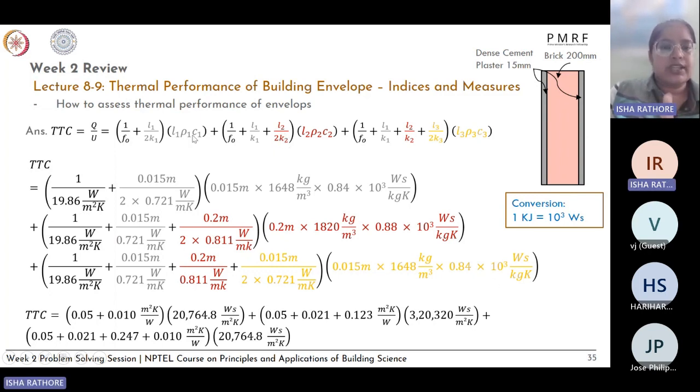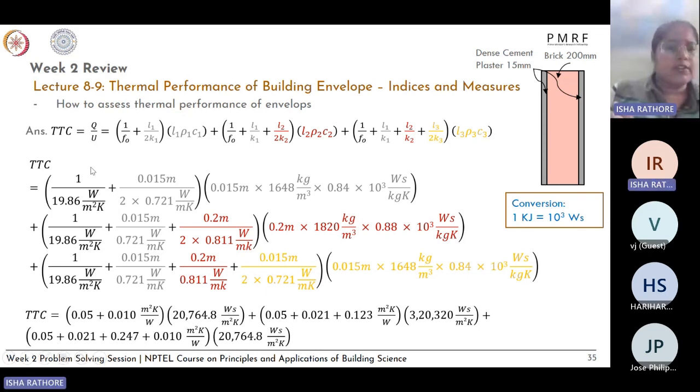So remember 2 things. For each of the different layers, you will have a component of your previous layers, which is L1 by K1. For layer 3, you have L1 by K1 and L2 by K2. And for your particular layer for which you're putting that term, you will have 2K2. Then you have to remember the conversion of units to watt seconds. After putting all of these values and solving, we get the values in meter square Kelvin per watt into watt second per meter square Kelvin. Again, a few of these terms will go out and this will just come in seconds.